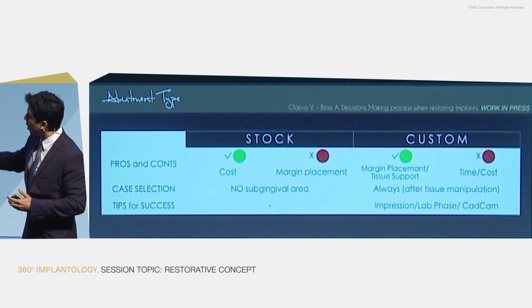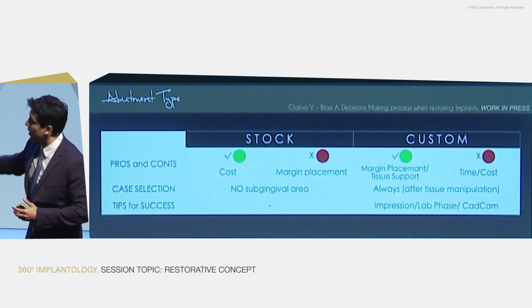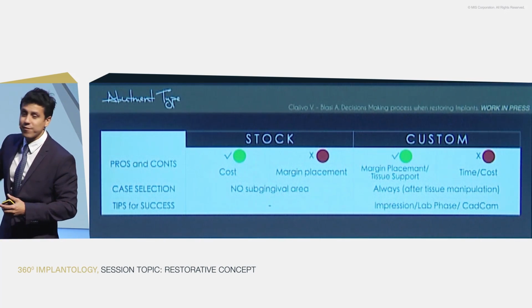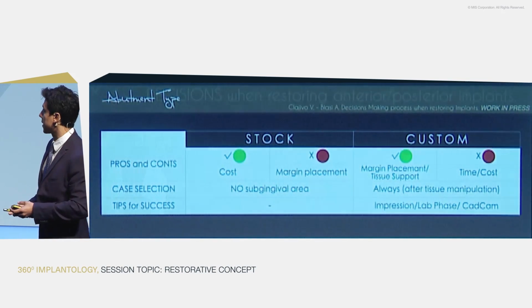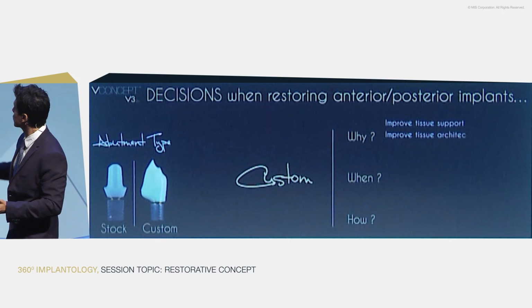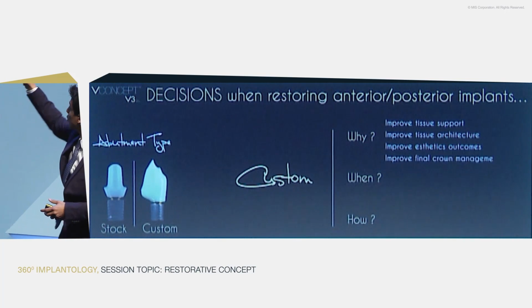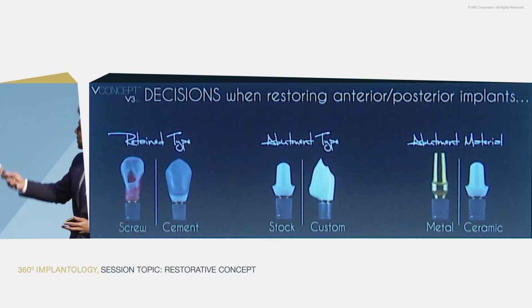We always use it when we have to manipulate the tissue, and we have to take care of the impression and the lab phase, and if possible, try to make the abutment with CAD/CAM design. About the custom, why? Because we can improve our tissue support, the architecture, we can gain esthetics.